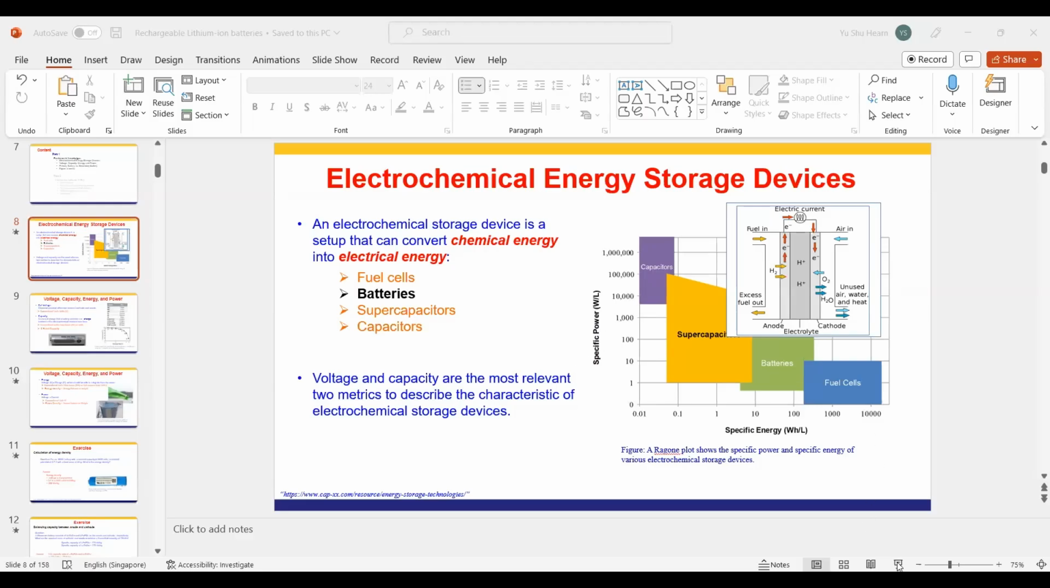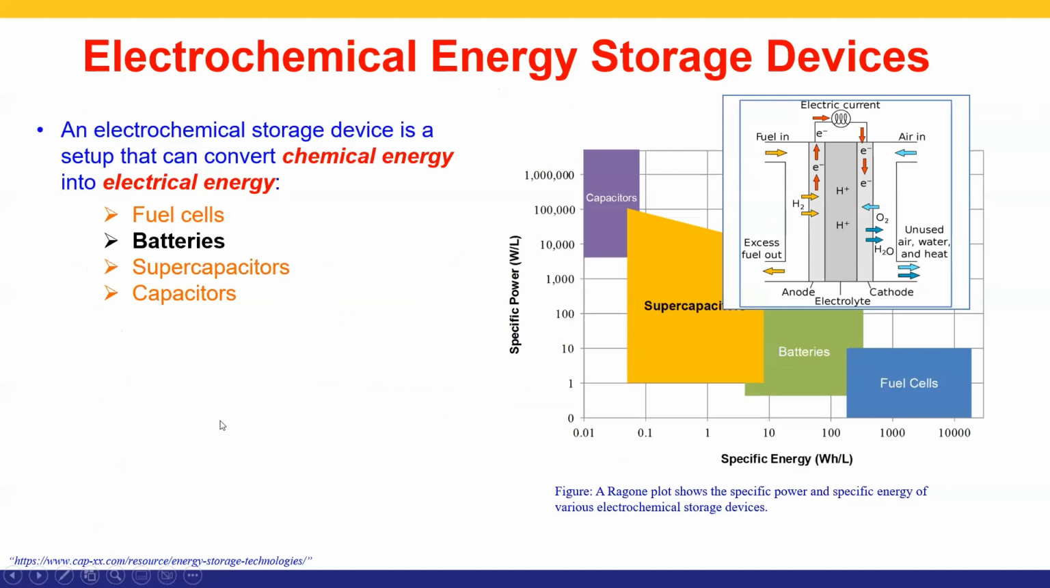Before we talk about lithium-ion battery, now let's take a broader picture of what is an electrochemical energy storage device. Let's take a look at the definition. An electrochemical energy storage device is a setup that can convert chemical energy into electrical energy. So examples given here are fuel cell, battery, supercap, and capacitor.